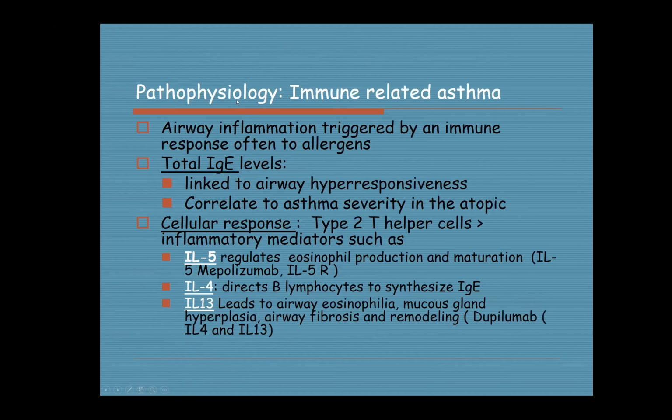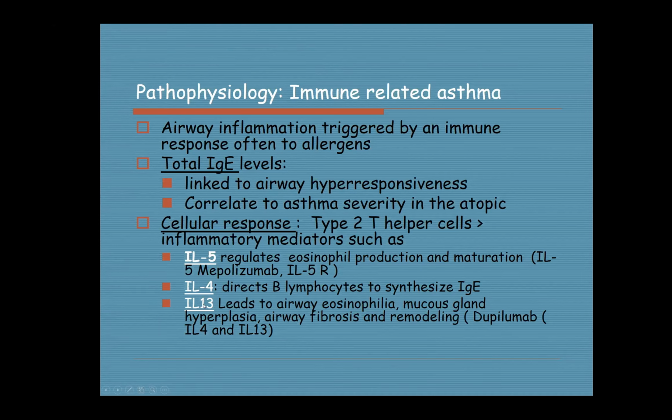So how is the immune system involved in the airway inflammation? Airway inflammation is triggered by an immune response, often to allergens. The total IgE level is linked to airway hyperresponsiveness and correlates with asthma severity in the atopic person. But then we also have the cellular response, again referring to the type 2 T helper cells that are inflammatory mediators, such as IL-5, IL-4, and IL-13.